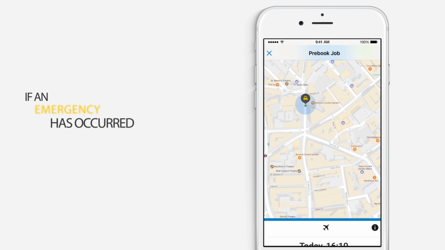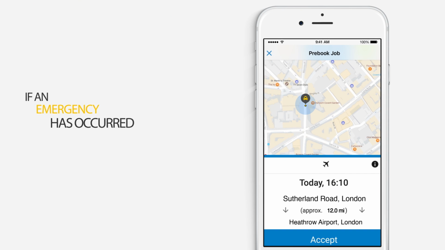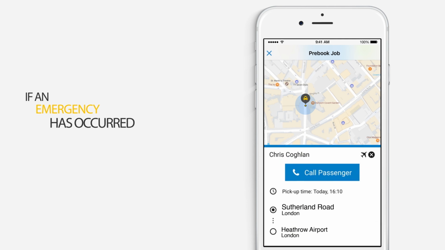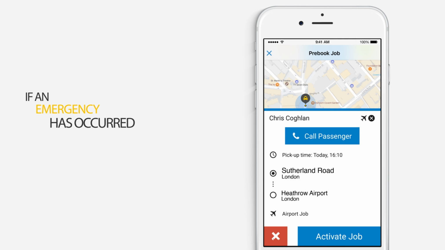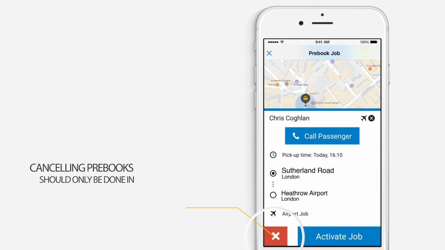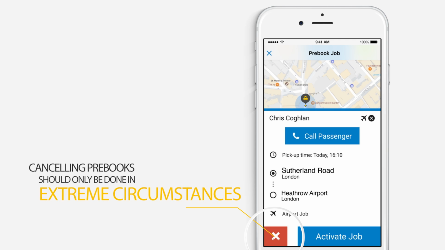If an emergency has occurred and you are unable to complete the pre-booking, you can cancel it by tapping the information icon followed by the red X button. Cancelling pre-books should only be done in extreme circumstances. If you are found to have cancelled one or more jobs needlessly, you may have your access to pre-book revoked.